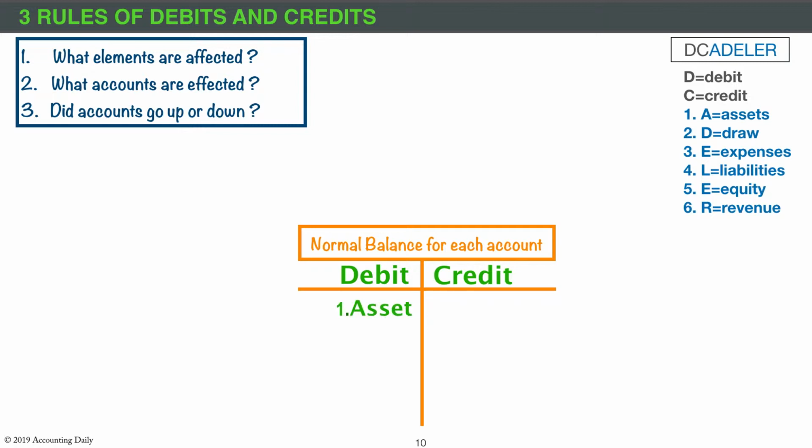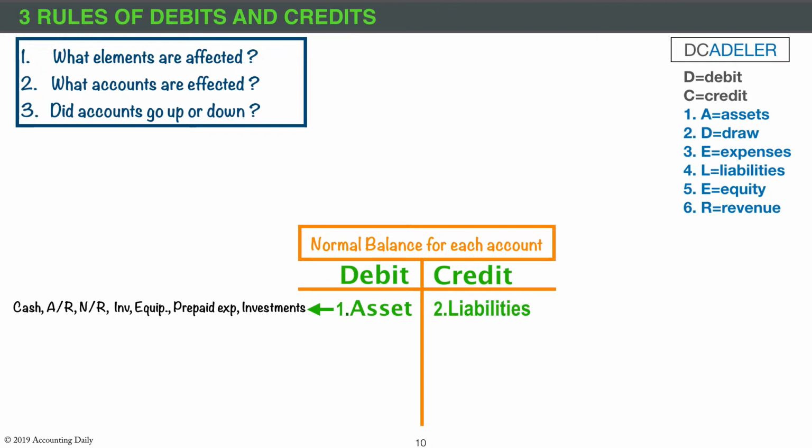The normal balance for assets is debit, and some of the examples of assets are cash, accounts receivable, notes receivable, inventory, equipment, prepaid expenses, investments.